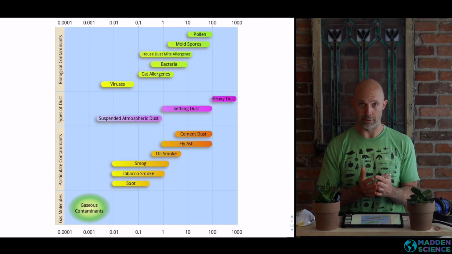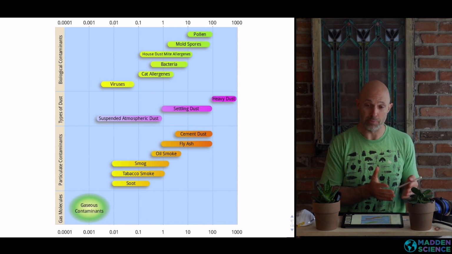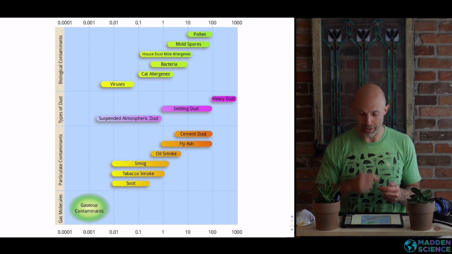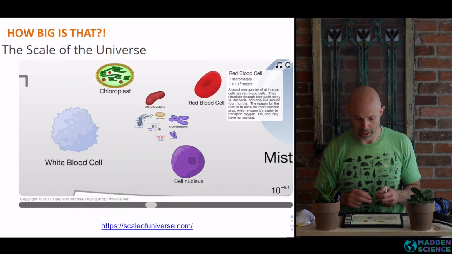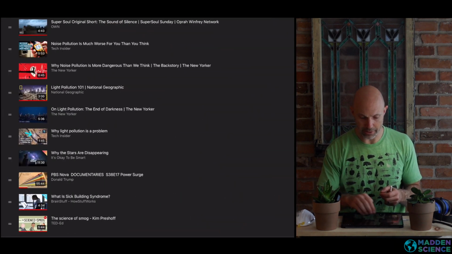Note too that there's a biological piece in it. So there's living organisms that count as particulate matter. More on that with indoor air pollution. We got one of my favorite apps, the Scale of the Universe. So let's check them out real quick to see where we're at.